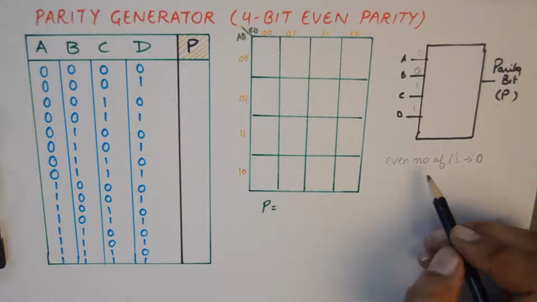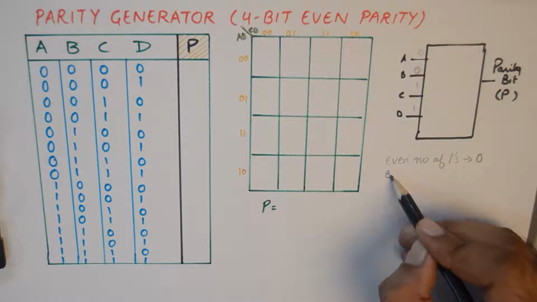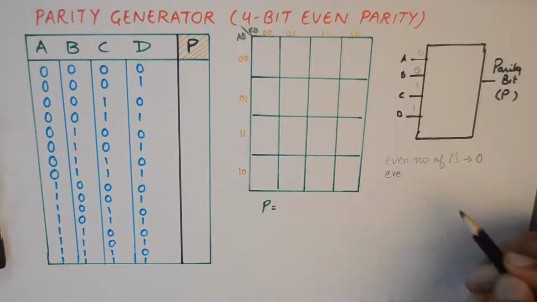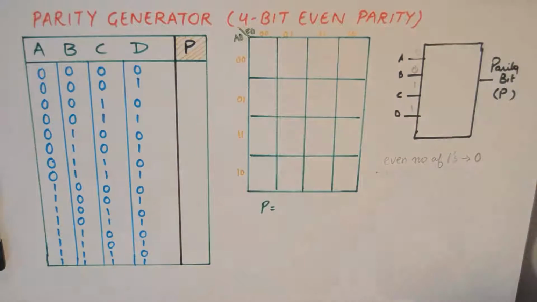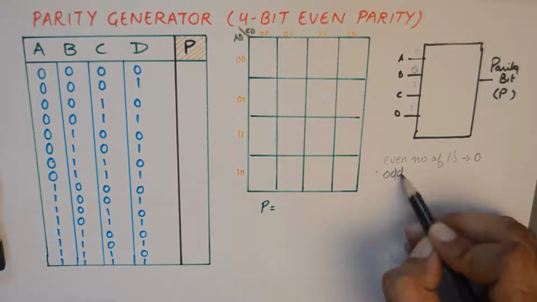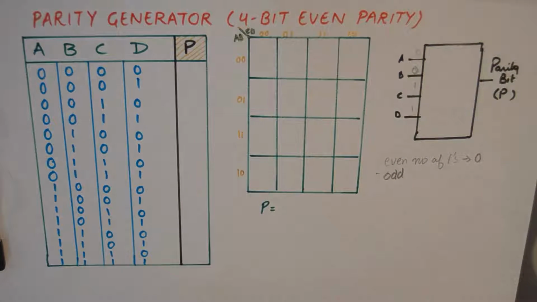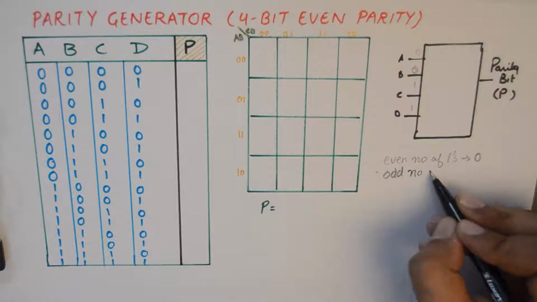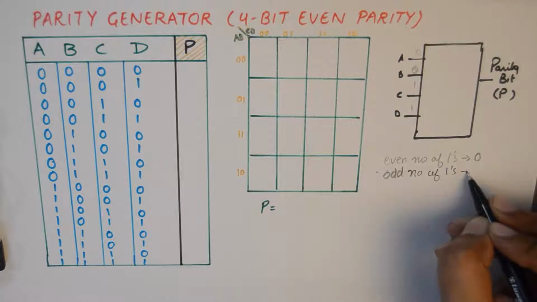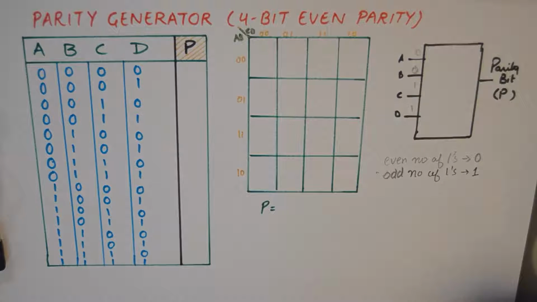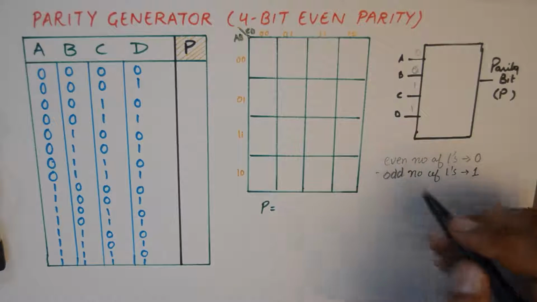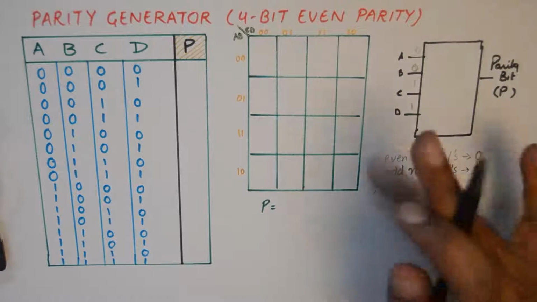And if an odd number of ones occur, then a 1 is generated at the output as a parity bit. So for even parity, the scheme will be such.